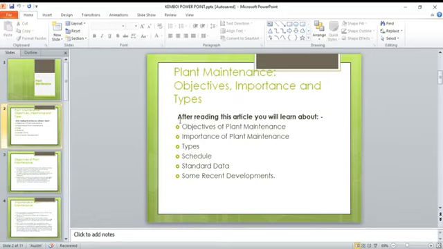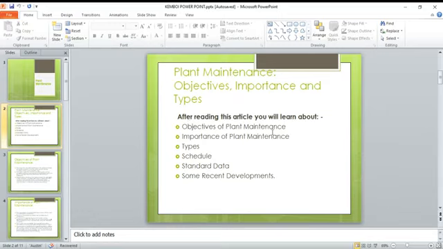So here we have objectives of plant maintenance. At the end of this lesson, you must have learned the objectives of plant maintenance, importance of plant maintenance, then types of plant maintenance, that is schedules, standard data that is required, and some recent development in plant maintenance sector.